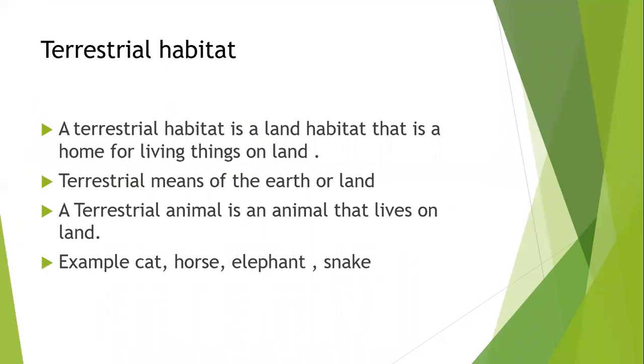Terrestrial habitat. A terrestrial habitat is a land habitat that is a home for living things on land. Terrestrial means of the earth or land. Let's say that again. So when we hear the word terrestrial, we know it means of the earth or land. A terrestrial animal is an animal that lives on land. I have some examples here: cat, horse, elephant, and snake. All of those animals live on land.